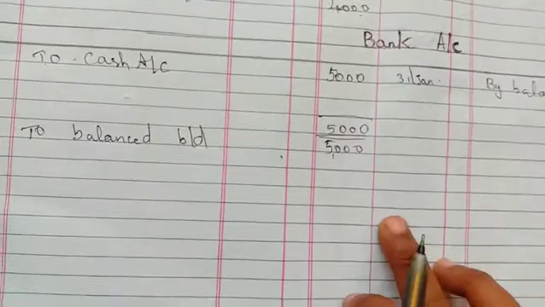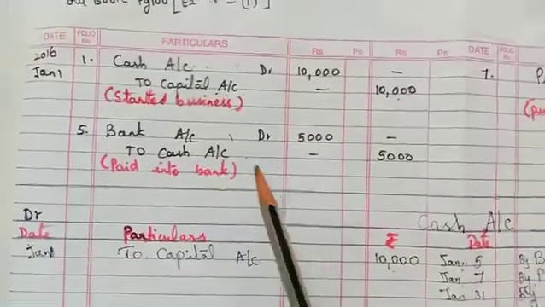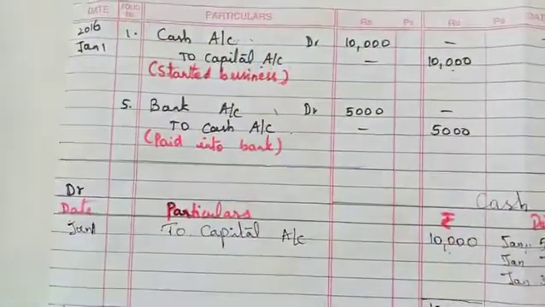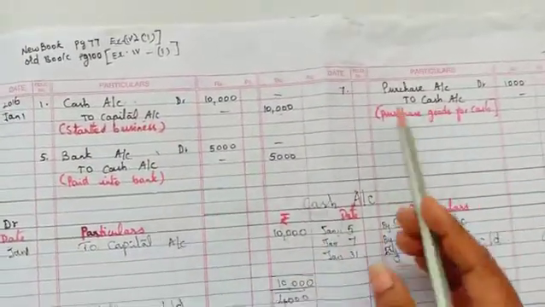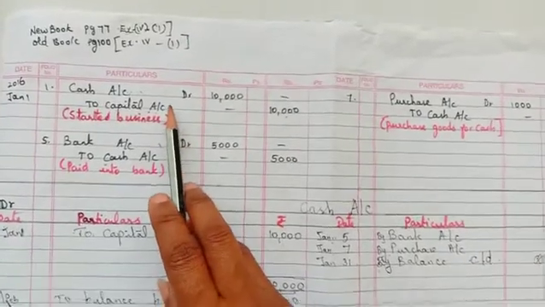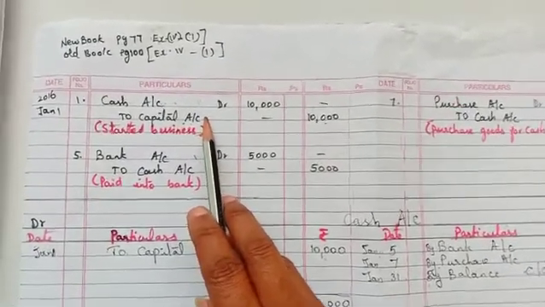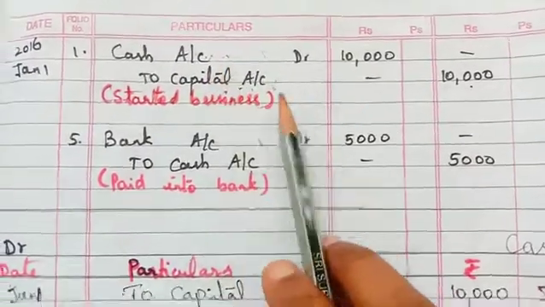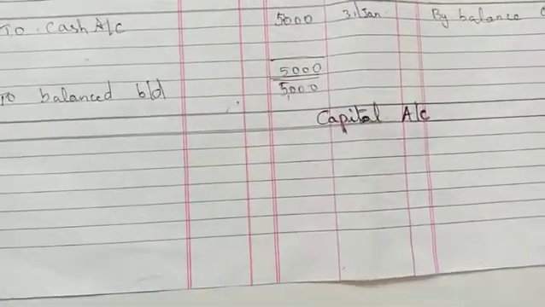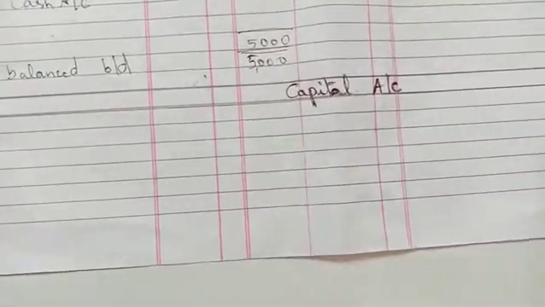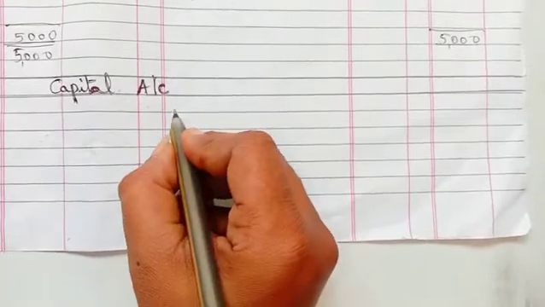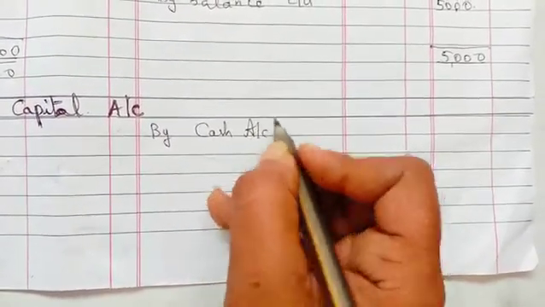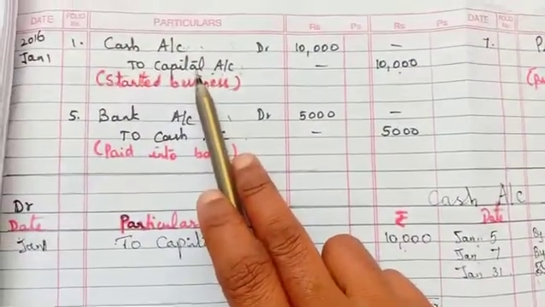Next we'll go for the capital account. Now we'll go for the capital account. See, anywhere in the journal, anywhere capital is there, see there. Only on January 1st, that is on the credit side, we can see the capital. So what you have to do, on the credit side, go and write cash like that. This is the capital account. Come to the credit side. You'll write it as by cash account. Capital is in the credit side.